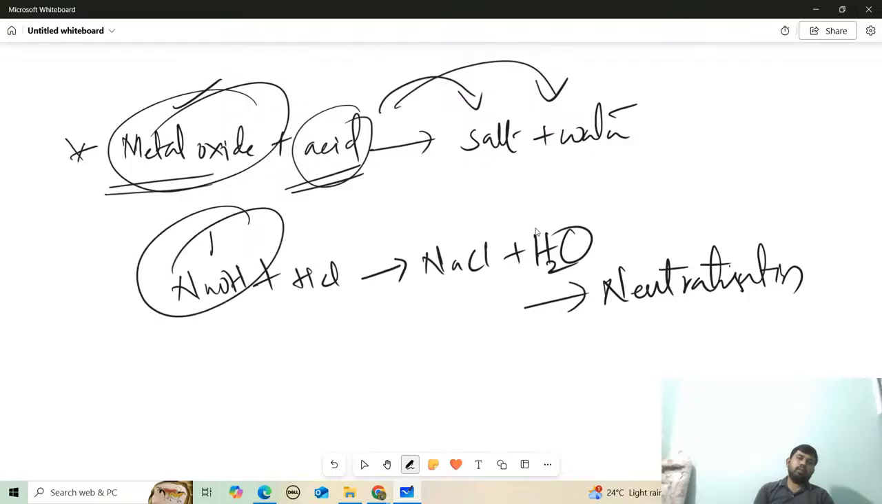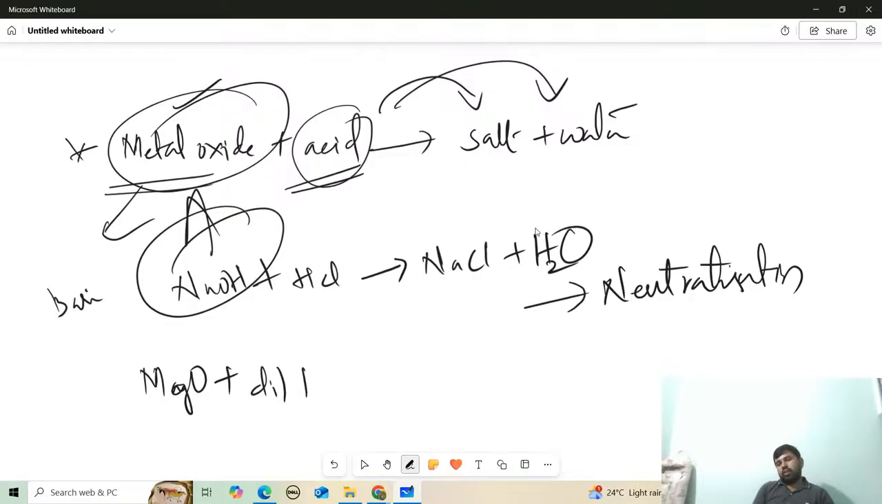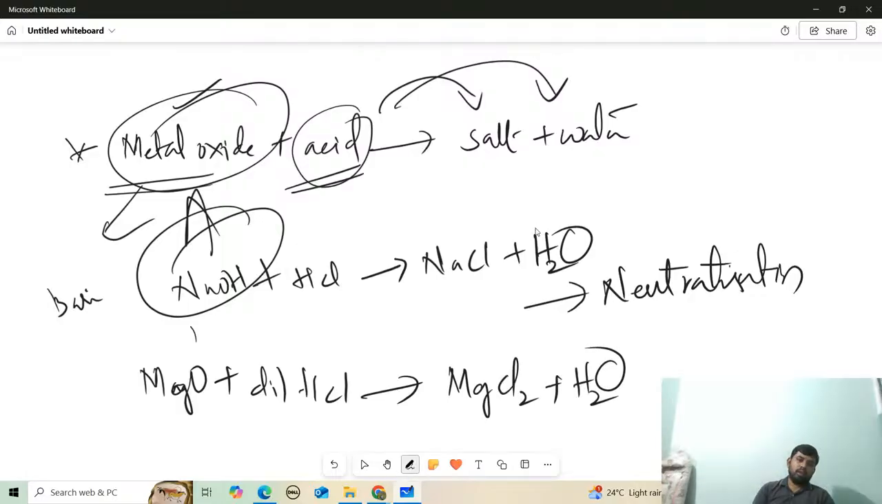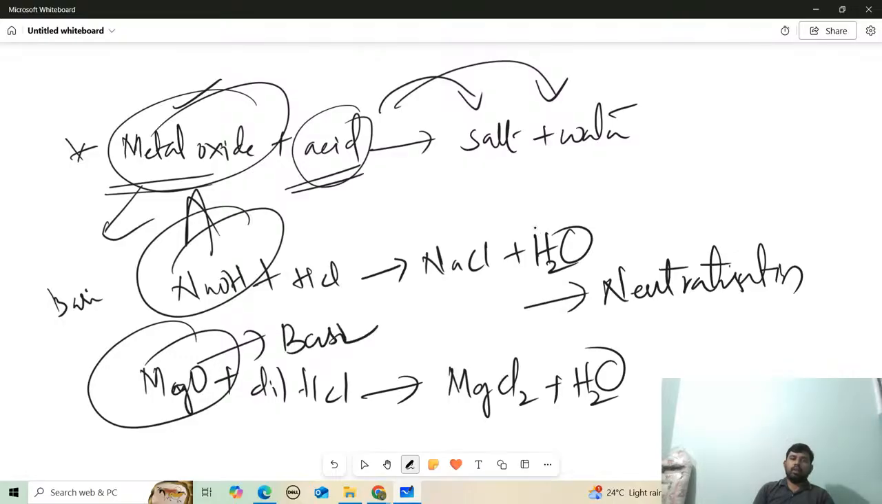Whenever this takes place and we have a metal oxide, metal oxides are basic in nature. Example, I'll take magnesium oxide plus dilute HCl gives rise to magnesium chloride, MgCl2, plus H2O. What is the nature of this one? Magnesium oxide is basic in nature. Okay, let's understand.